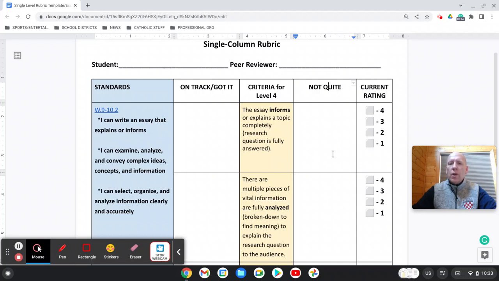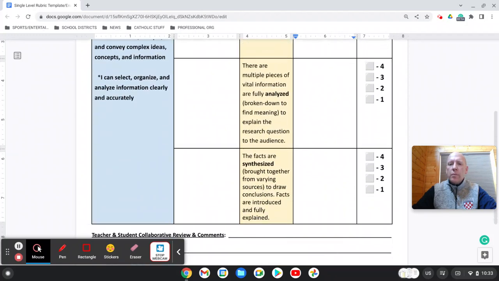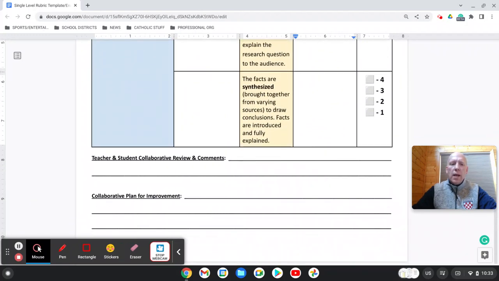And so with that, we use that information and then have the teacher and student collaborate and review the product compared to this single column rubric, and then write in some comments that would be helpful for the student as they move forward. Again, it's part of being able to grow and create a great product.